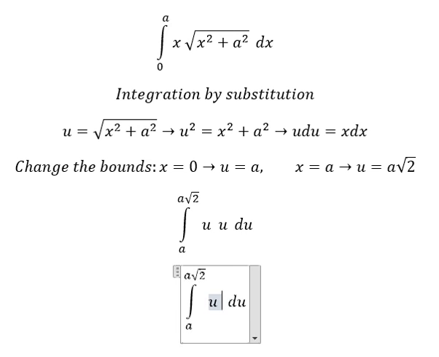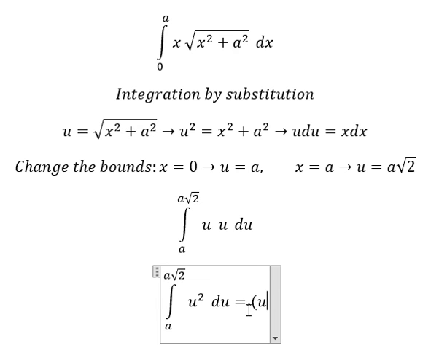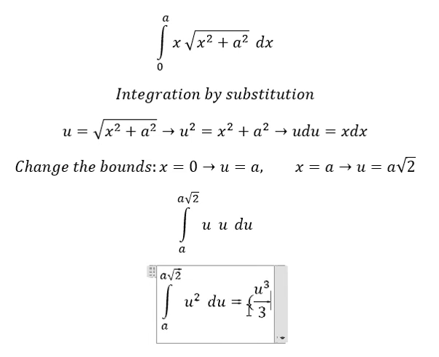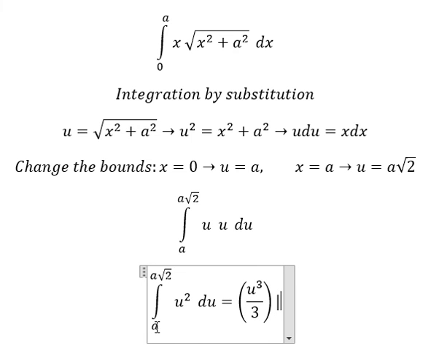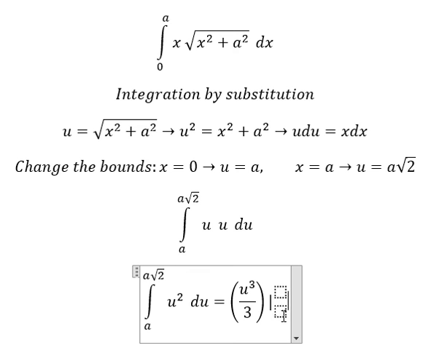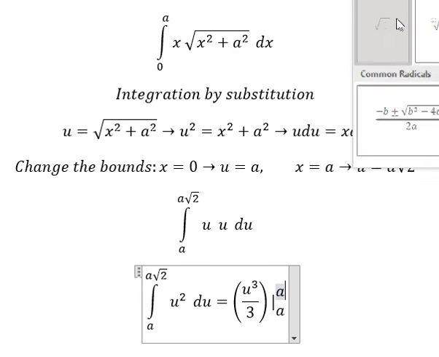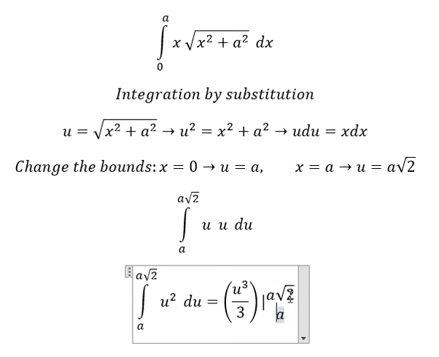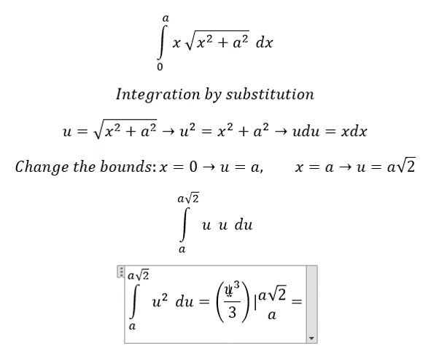This one that is about u square. The integration of u square that is u to the power of 3 over 3. And then we put the bounds from 8 to 8 with the square root of number 2. And now we put this one in here.